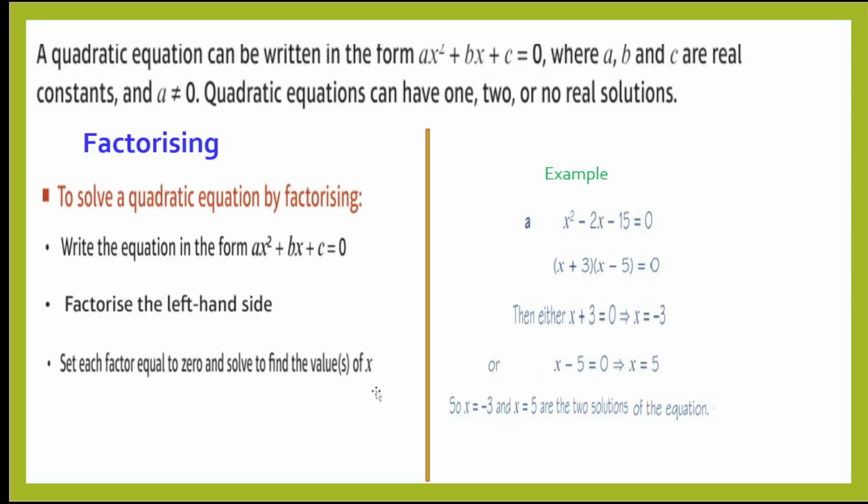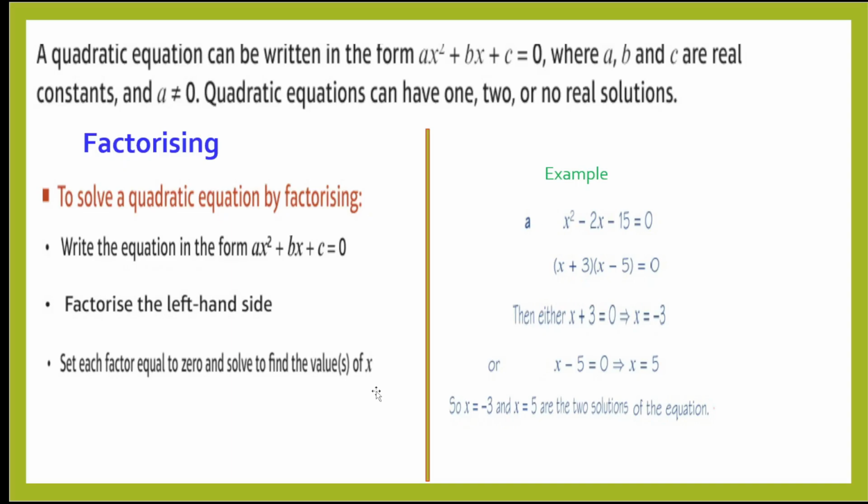Quadratic equations can have one, two, or no real solutions. Here are the steps for solving a quadratic equation by factorizing. For example, x square minus 2x minus 15 equals 0. Now factorizing the left hand side, (x plus 3) times (x minus 5) equal to 0.